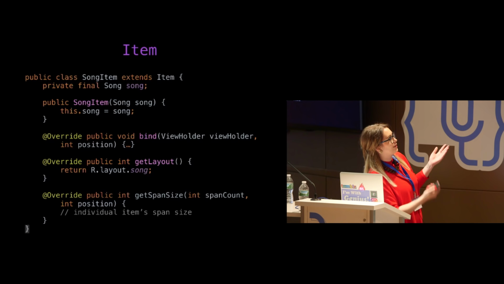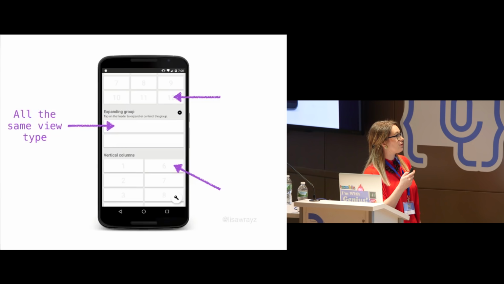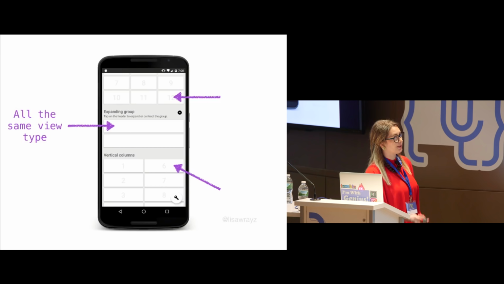So in this example, the item is telling what its own span size is. Because we don't rely solely on view type to produce span size, all of these items are of the same view type, even though they obviously have different spans. So that can help you.